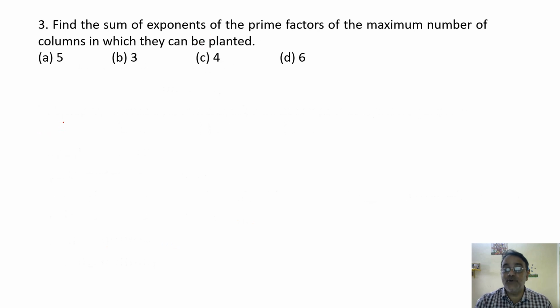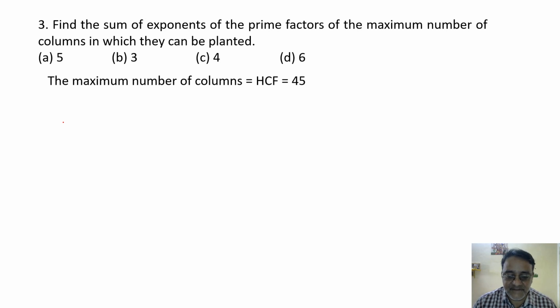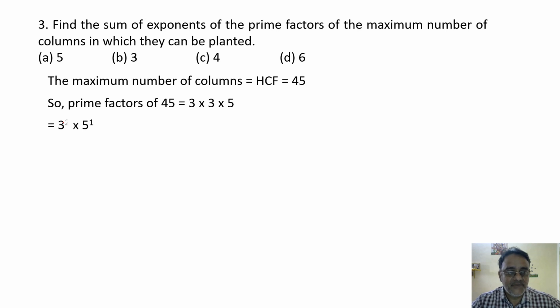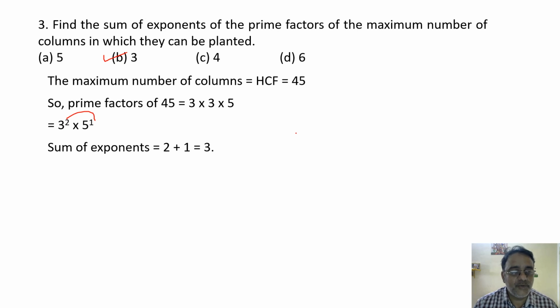Find the sum of exponents of the prime factors of the maximum number of columns in which they can be planted. The maximum number of columns we already got is 45. We have to add the exponents, the powers, of all the prime factors. We already have 3 to the power 2 into 5 to the power 1. So the powers are 2 and 1, and their sum, 2 plus 1, is 3. The correct option is B. Very good question. Now we are moving toward question number 4.